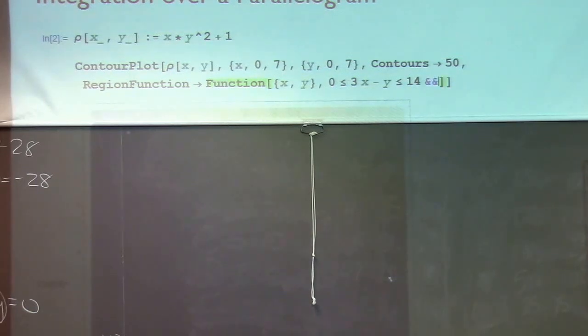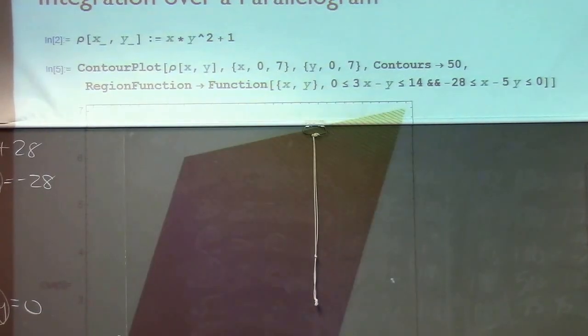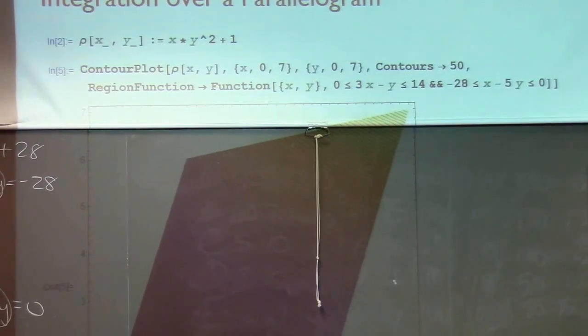Again, double ampersand is the and operator. I want not only those inequalities to be true, but also the other inequalities to be true. That x minus 5y is between negative 28 and 0. And there we have it. There's our parallelogram.